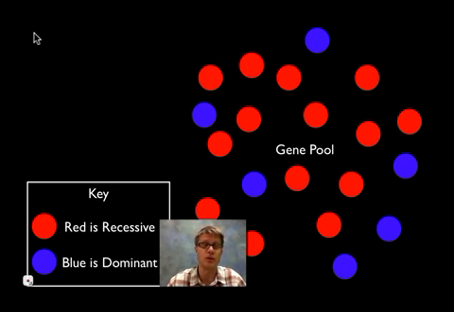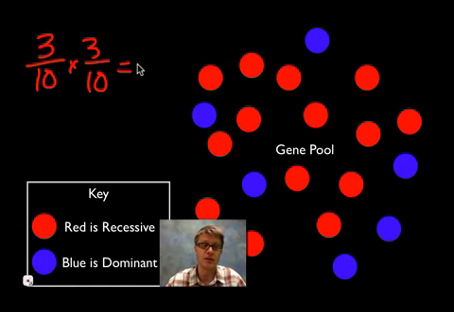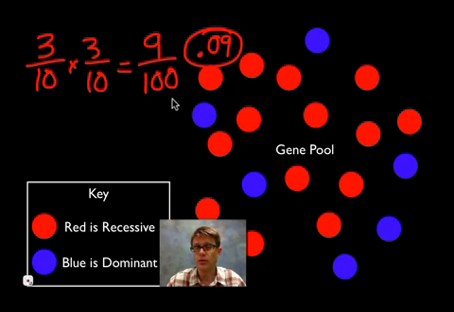What are the odds of me pulling a blue out and then another blue out? It's going to be 3 out of 10 times 3 out of 10. And that's going to be 9 out of 100, which is 0.09. Okay, so for me to get 2 of the recessive, it was 0.49. For me to get 2 of the dominant, it's going to be 0.09.